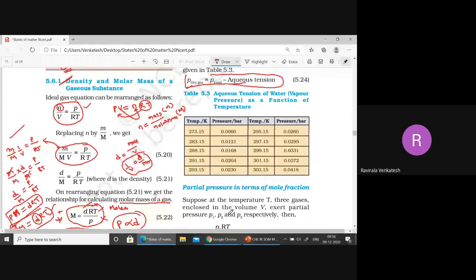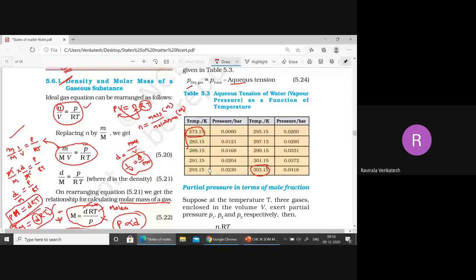Now, if you observe aqueous tension at different temperatures, it will be different. You see, the temperature in this case increased here. The temperature increased from 273 to 303. If you observe, the aqueous tension also increased.